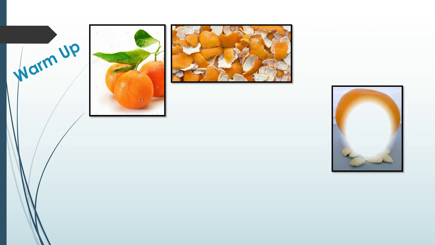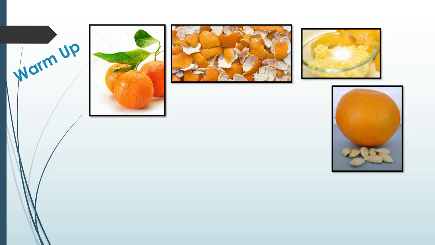If you are asked to make 1 glass of juice from oranges, how many oranges do you need? Minimum 3, isn't it? And during the process of making the juice, do we require these 3 things that I have shown you? Do we require the skin of the orange? Do we require the pulp? Do we require the seeds? We don't.